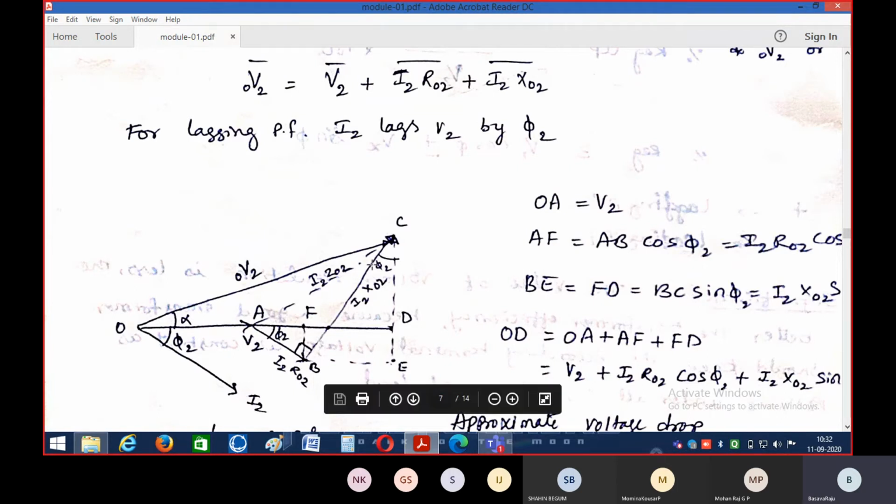So when V2 and I2 Z02, these two vectors, are added, what we get is V2 naught. So this is the vector which is called V2 naught, nothing but the no load voltage. Hope it is clear now.